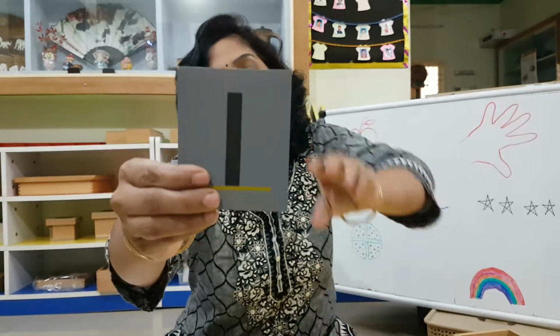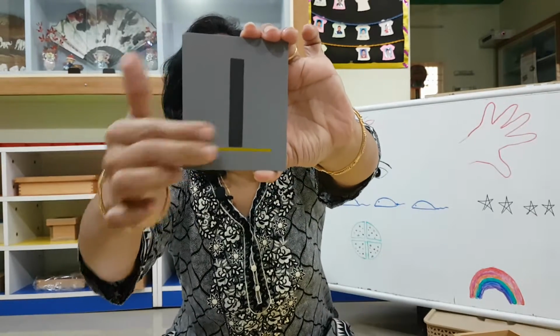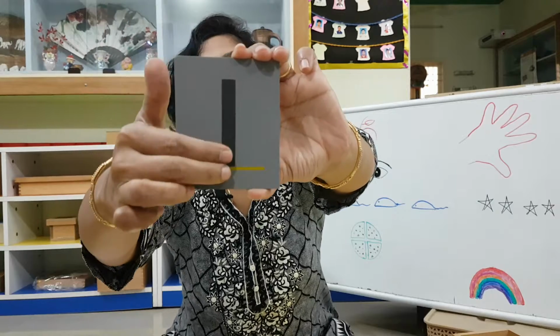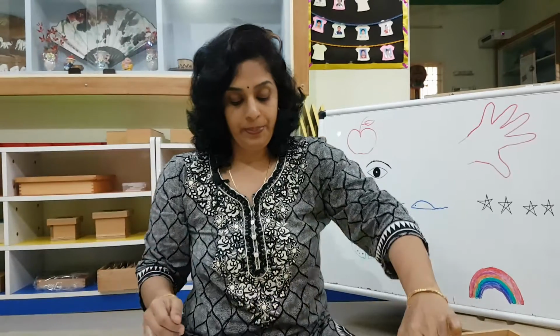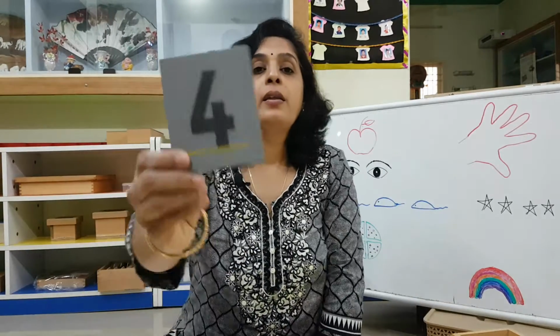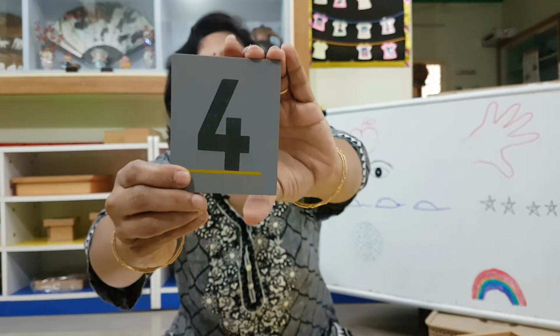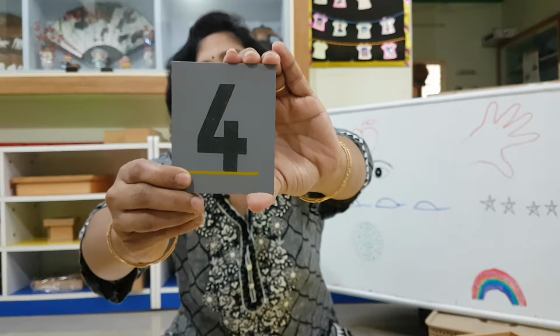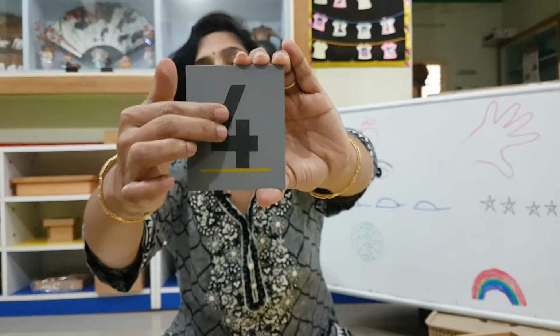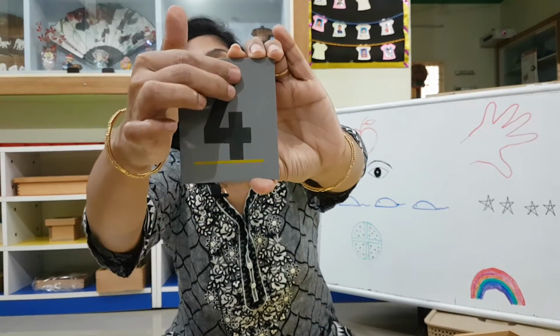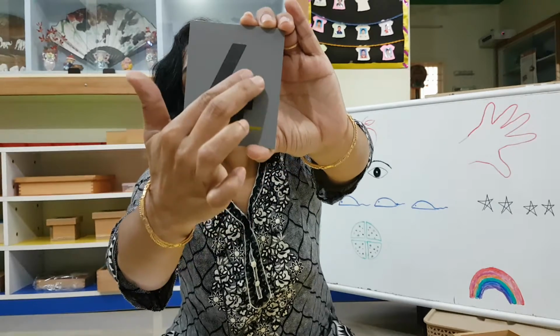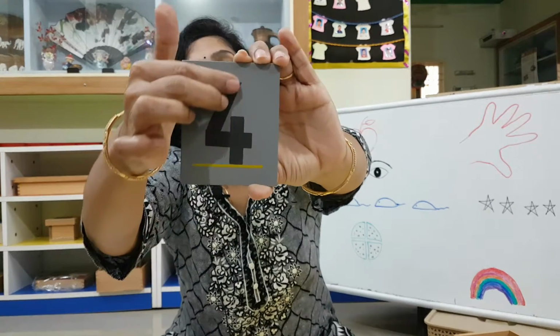What number is this? Very easy. 1. 1. This number. What is it? 4. Very good. How do you write 4? 4.